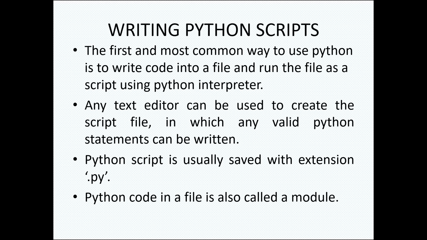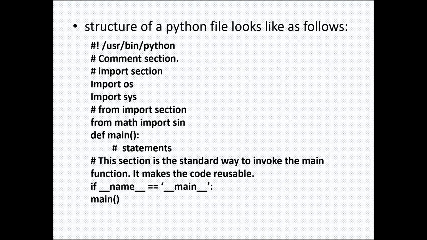Writing Python scripts. The first and most common way to use Python is to write code into a file and run the file as a script using the Python interpreter. Any text editor can be used to create the script file in which any valid Python statement can be written. A Python script is usually saved with the extension .py. Python code in a file is also called a module.